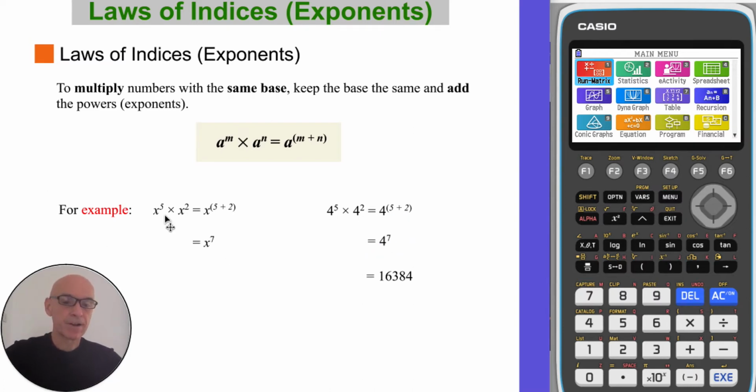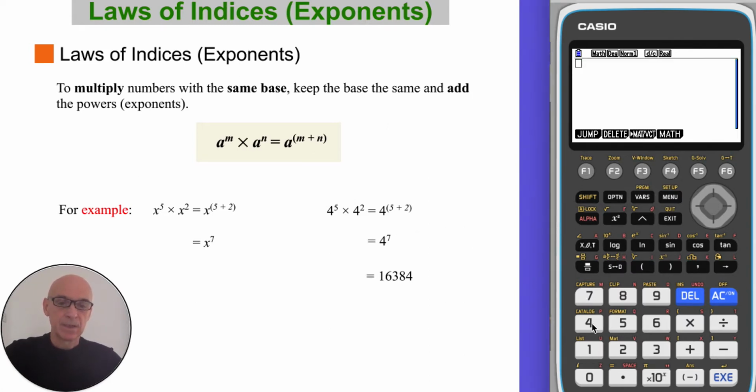We can verify this on the calculator. Select the matrix and type in 4 to the power of 5 multiplied by 4 to the power of 2, and similarly type in 4 to the power of 7. And we see the results are the same.